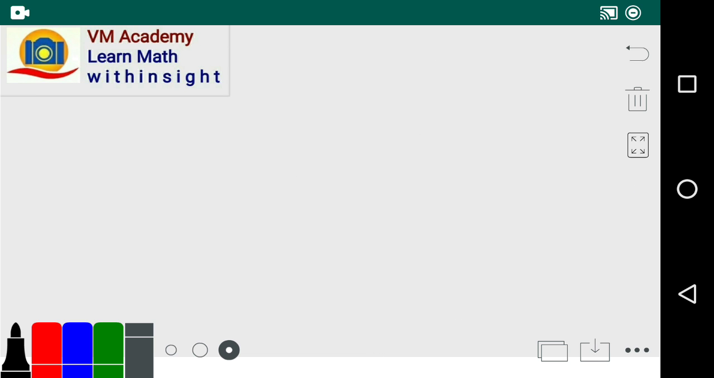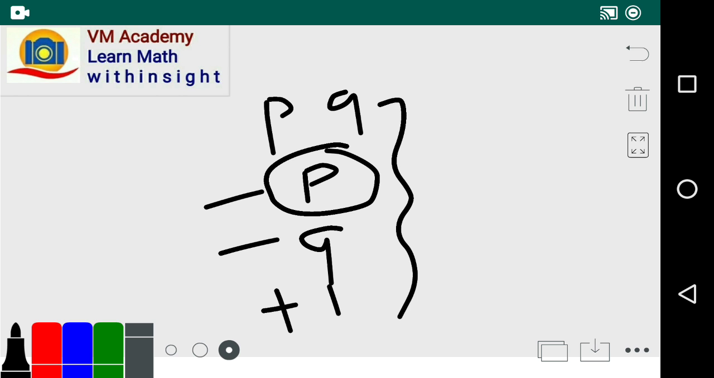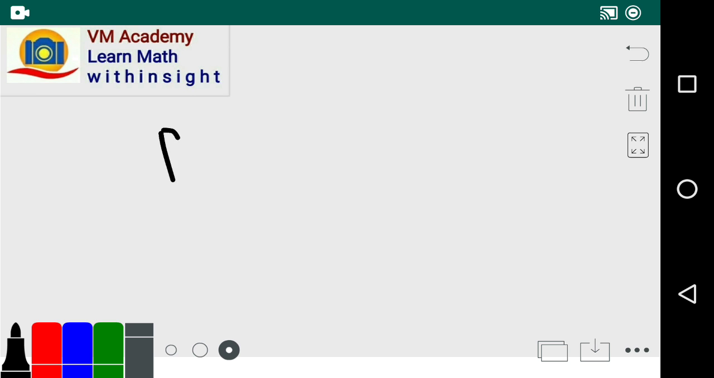So we get total PQ numbers. Out of this, how many numbers are multiple of Q? P. And how many numbers are multiple of P? Q. And in this counting, we counted PQ twice, so we have to subtract it here, so we have to compensate by adding 1. Now we get PQ minus P minus Q plus 1.